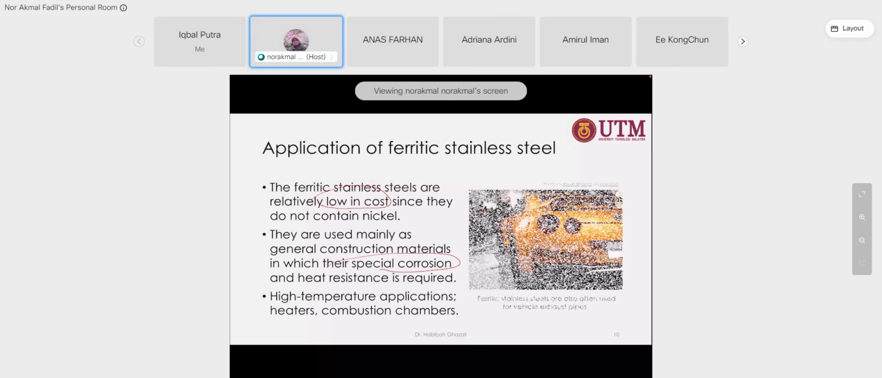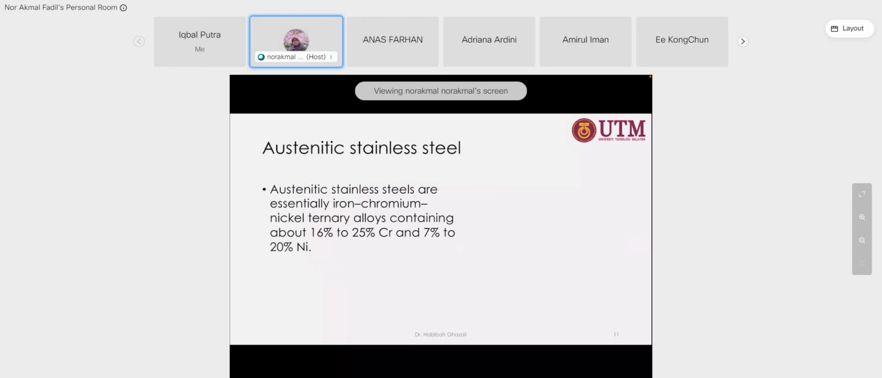Also it can be used for the exhaust material. So you can use ferritic stainless steel.